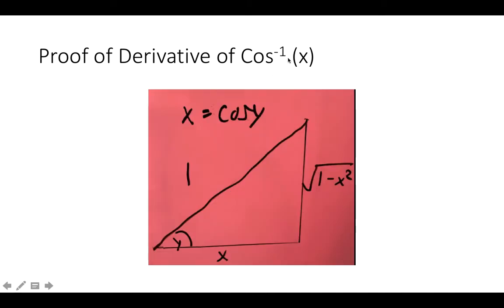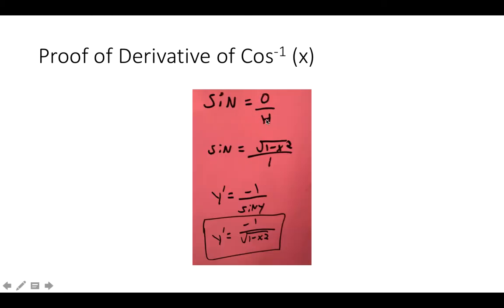If we make a right triangle and we show how this right triangle would look, y is going to be the angle. And if we manipulate the variable, we can see that the x is going to be the adjacent component, and the 1 is going to be the hypotenuse. And through the Pythagorean theorem, we can solve for the opposite side, which is going to be the square root of 1 minus x squared.